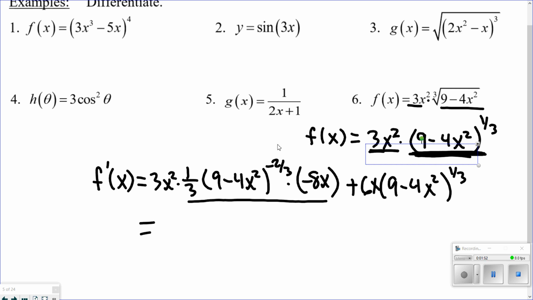I'm going to multiply the 3 and the 1/3 together and the negative 8 together. So 3 times a third is 1. 1 times the negative 8 is negative 8. I've got x squared and x, which I can multiply together, and that'd be x to the third. Then 9 minus 4x squared to the negative 2/3. A little bit of simplifying. Plus, there's not a whole lot to do over here.